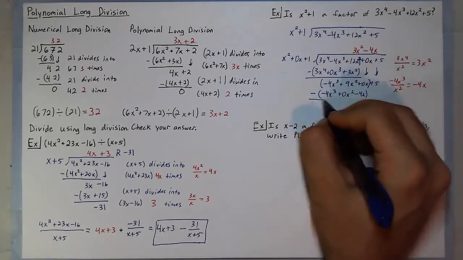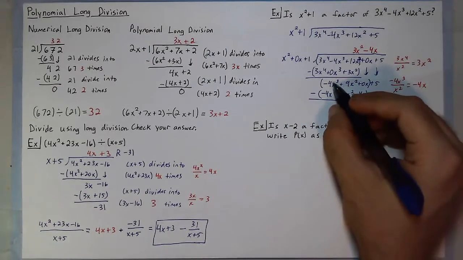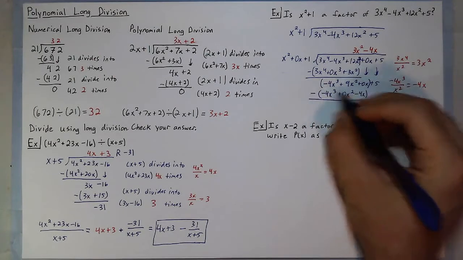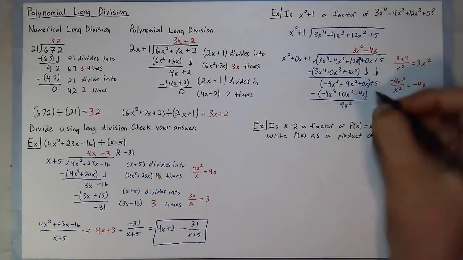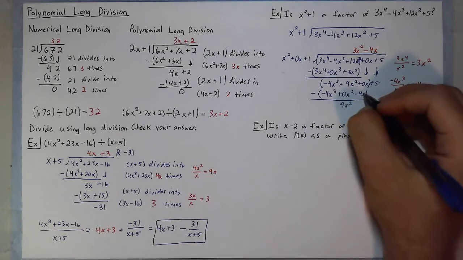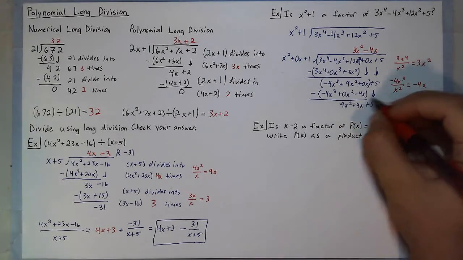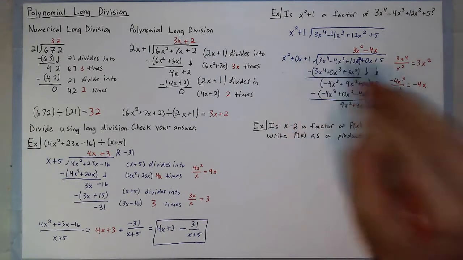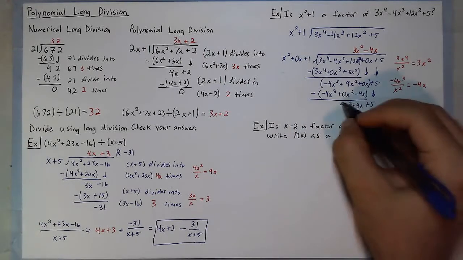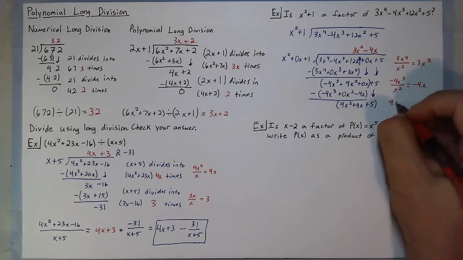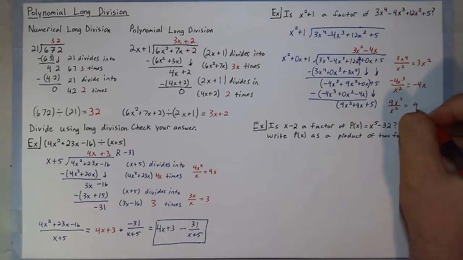And I'll subtract, and I'll get negative 4x cubed minus negative 4x cubed, which is 0. 9x squared minus 0, which is 9x squared. And then 0x minus negative 4x, which is plus 4x. And then plus that 5 when you carry it down. And we'll do this one more time. How many times does x squared plus 0x plus 1 go into 9x squared plus 4x plus 5? All right, so I'll look at how many times does x squared go into 9x squared, which is 9 times, so plus 9.